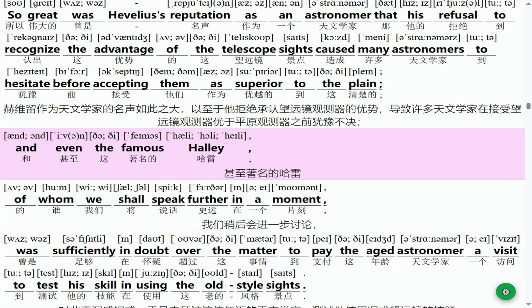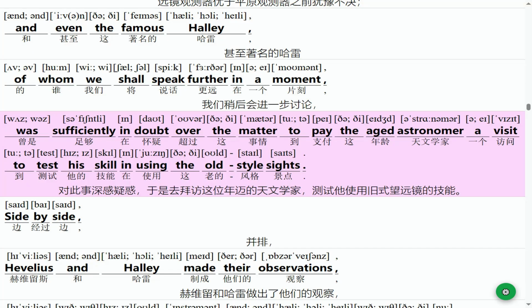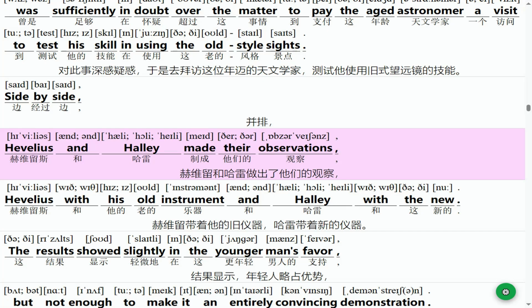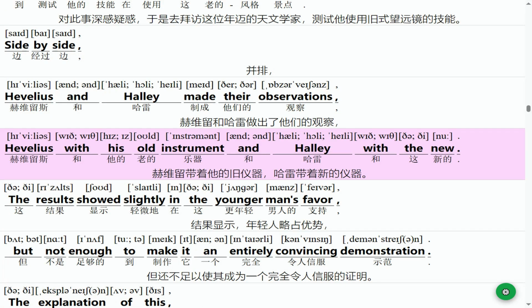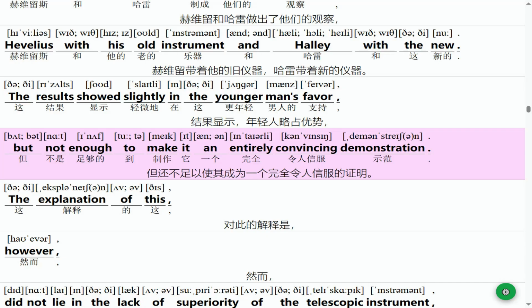And even the famous Halley, of whom we shall speak further in a moment, was sufficiently in doubt over the matter to pay the aged astronomer a visit to test his skill in using the old-style sights. Side by side, Hevelius and Halley made their observations, Hevelius with his old instrument and Halley with the new. The results showed slightly in the younger man's favor, but not enough to make it an entirely convincing demonstration.